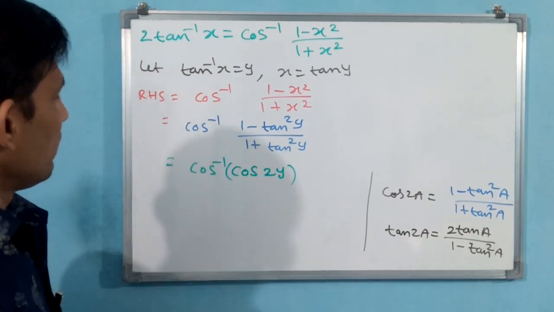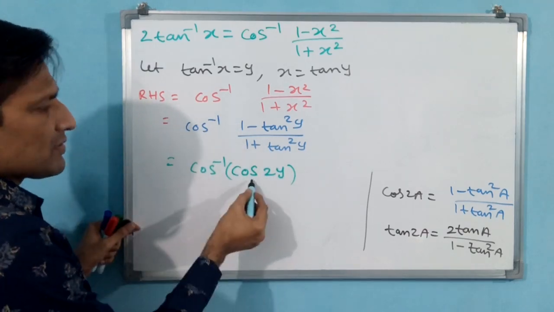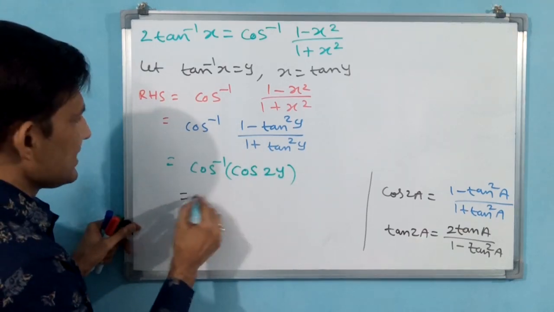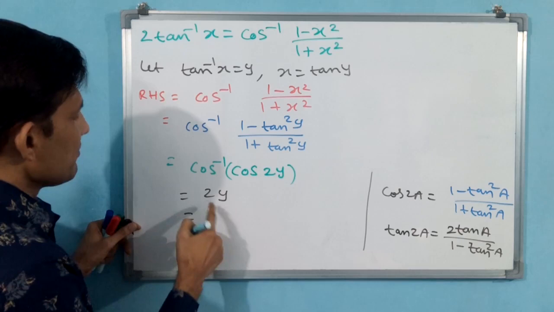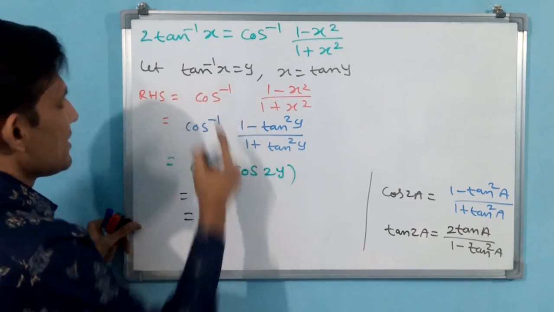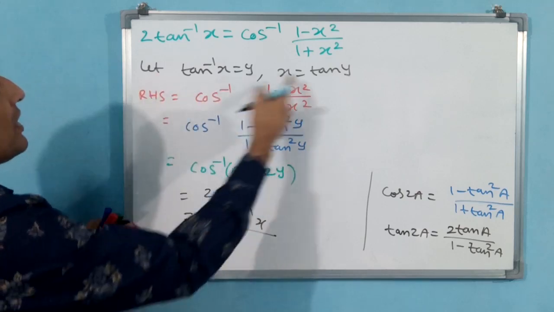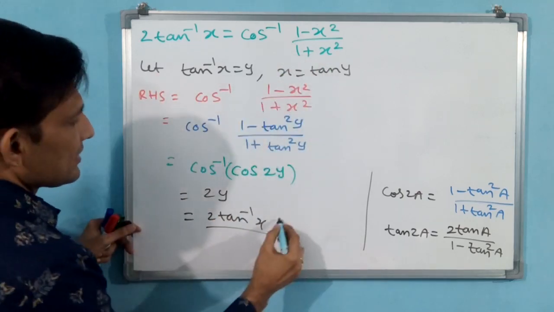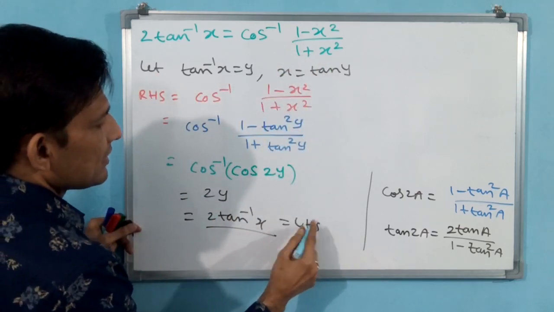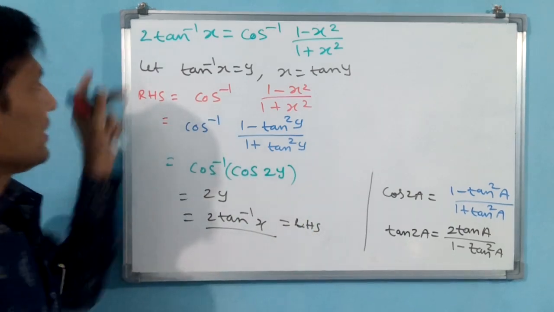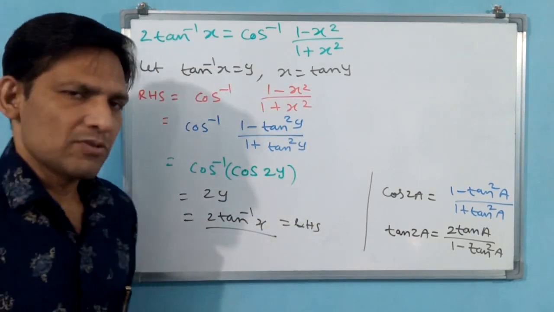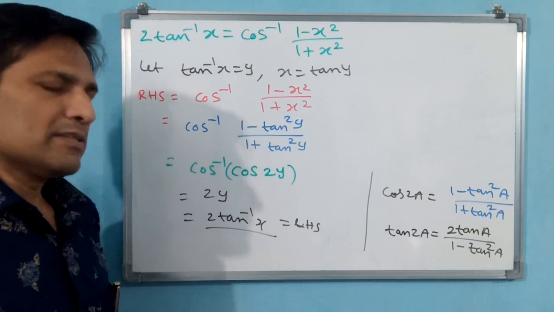If you write cos 2y, automatically cos inverse and cos both are going to get cancelled, leaving 2y. That means 2y, and y is what? Tan inverse x. So 2 tan inverse x. That means RHS you have taken, LHS has come. This is the LHS. RHS is equal to LHS, or LHS is equal to RHS. We have proved. Hence proved.